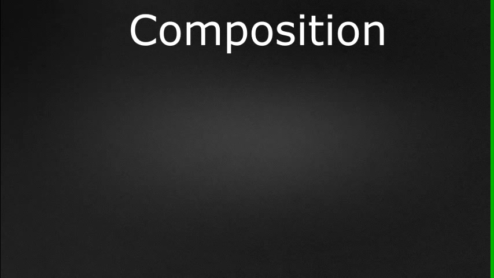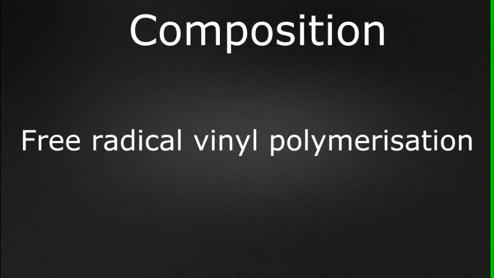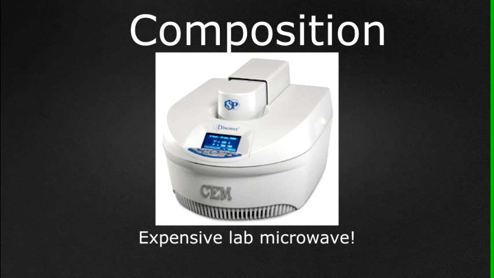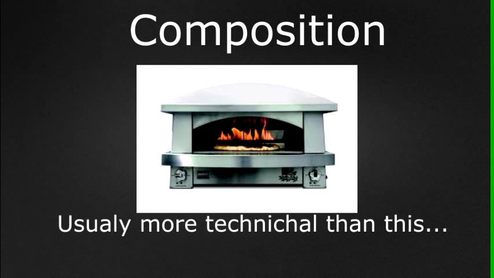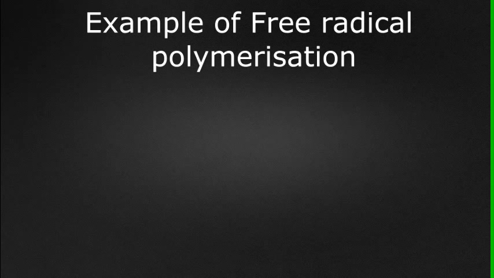The most common form of synthesis for MIPs is free radical vinyl polymerization, and this gives a broad range of monomers and cross-linkers, and it's quite easy. It generally requires either microwave induction or heat. We're just going to look very basically and quickly at a free radical polymerization in regards to MIPs.